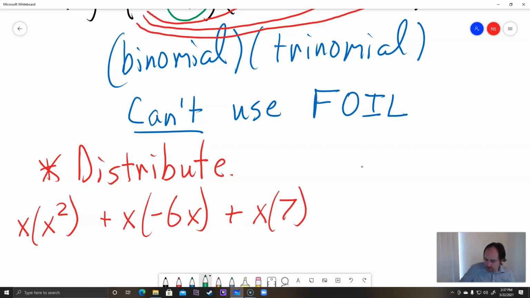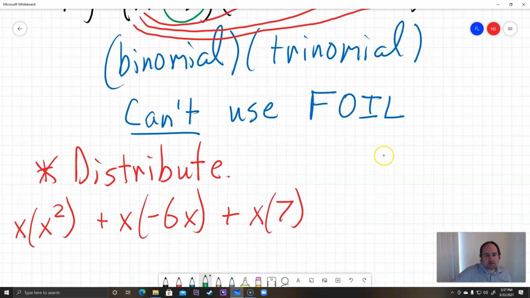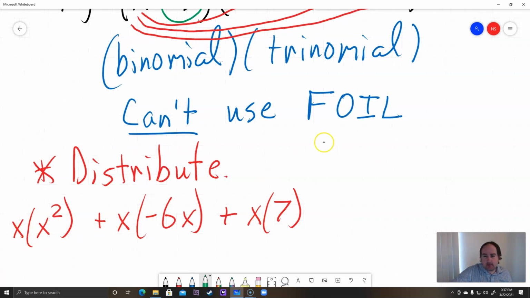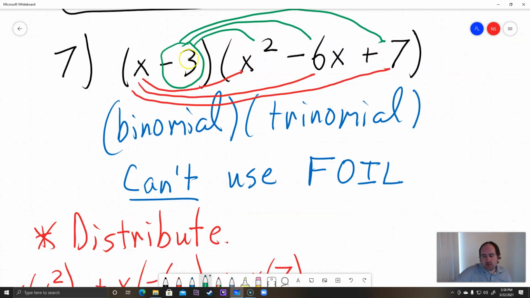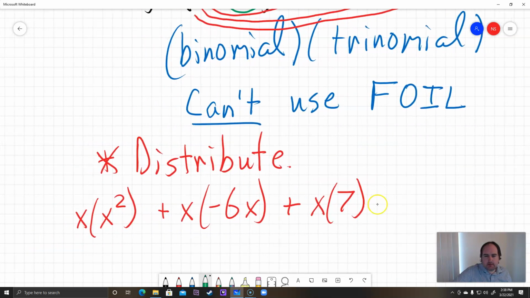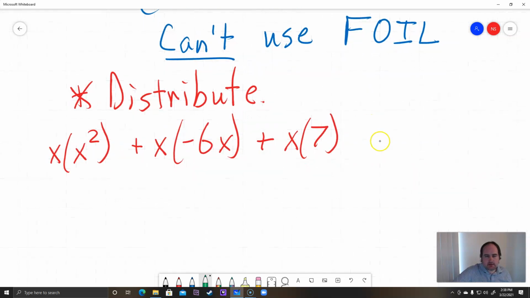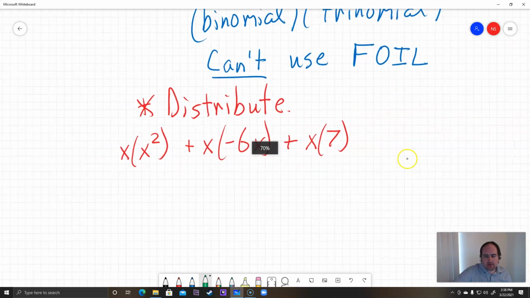And now I'm going to switch to green, because all we distributed so far was the x. That was our first term here. Now we have to distribute this second term, which is negative 3. So distributing the second term to each of those, we have negative 3 times x squared. Let me zoom out a little bit so I have room.